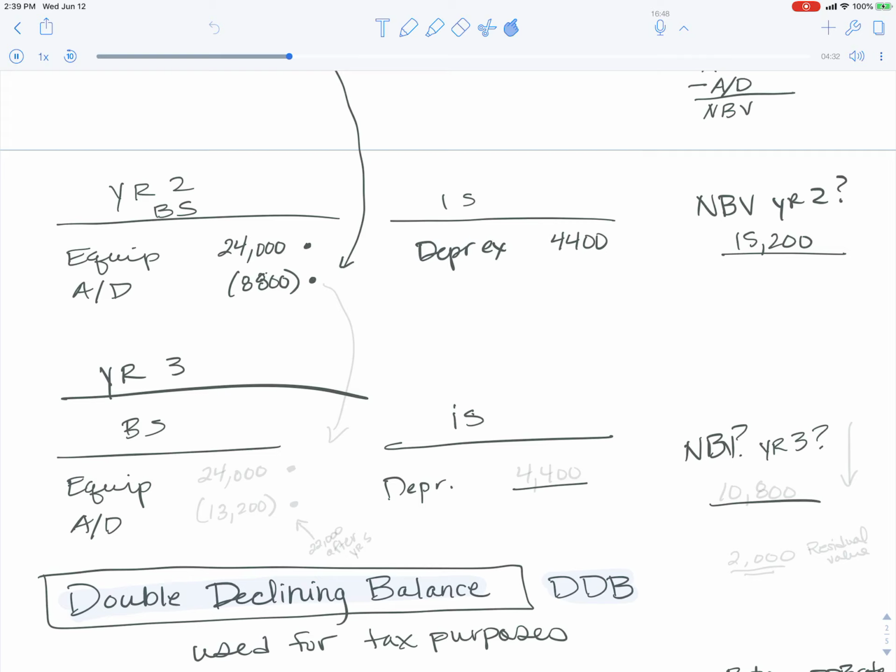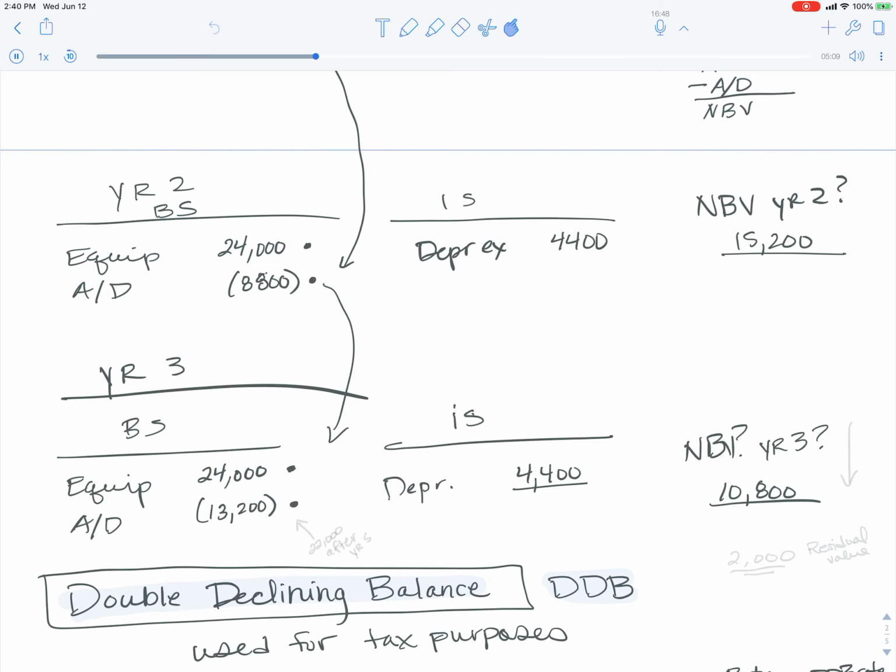Let's do one more year. So year 3, we're going to record depreciation expense again. We still have our equipment sitting over here on our books at $24,000. We're adding another $4,400 to the $8,800 balance. So now we have $13,200 in accumulated depreciation, and then this year's depreciation expense. So now our net book value is $10,800, which is $24,000 minus $13,200.